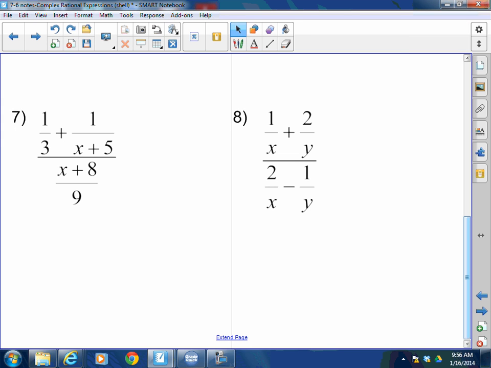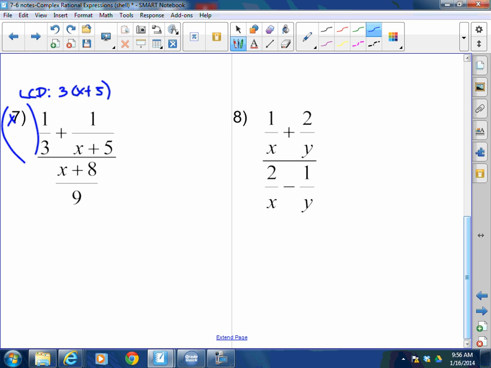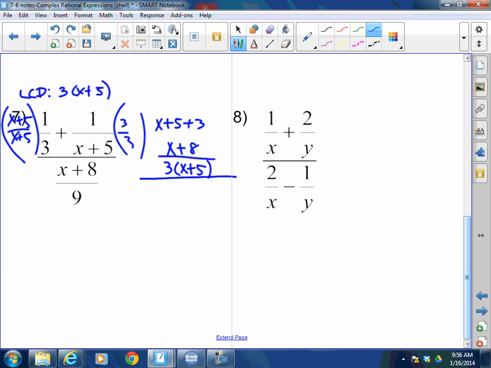Very good, son. The LCD of the numerator, I'm going to stick to being completed in blue for the numerator, is 3 times x plus 5. So what do I need here? And what do I need here? So this is x plus 5 plus 3, which is x plus 8 over 3 times x plus 5. Now the denominator. Pretty easy. It's just x plus 8 over 9.